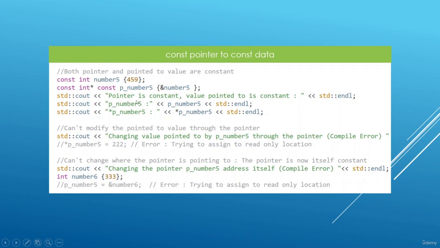Okay, so try to remember this syntax here, and we make it point to a const variable, which is called number 5 here. So this is going to be really interesting because we can't go through p number 5 and modify the data pointed to. If you try to do that, you're going to get a compiler error. You see here, this is a compiler error. But we also can't make this pointer point somewhere else. So if we set up another variable, for example, number 6 here, and we try and take the address of number 6 and assign that to p number 5, we're going to get a compiler error because this is a const pointer and we can't make it point somewhere else.